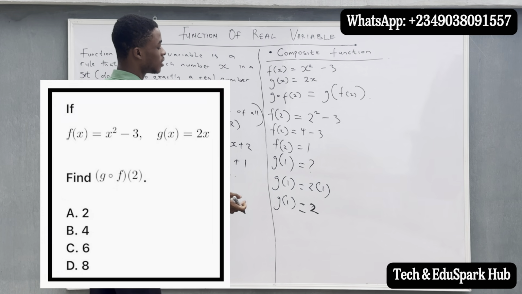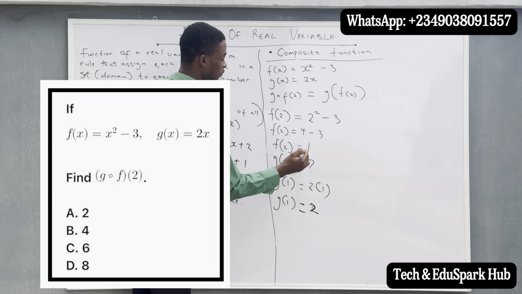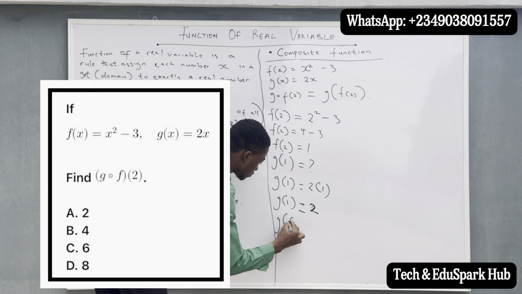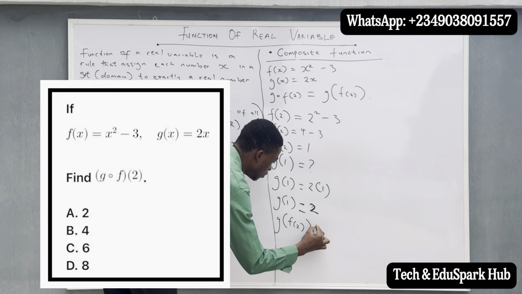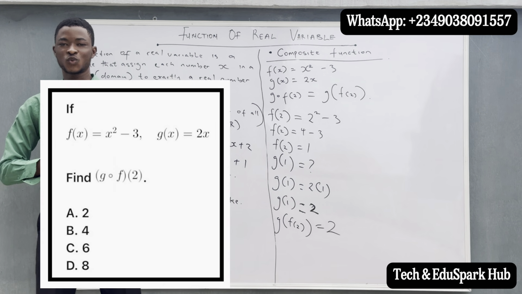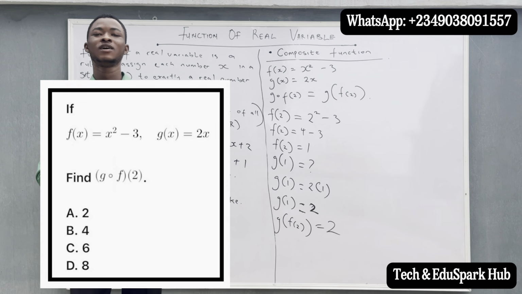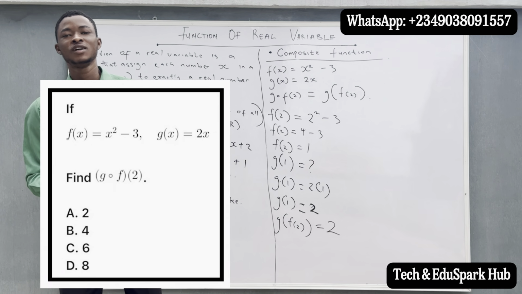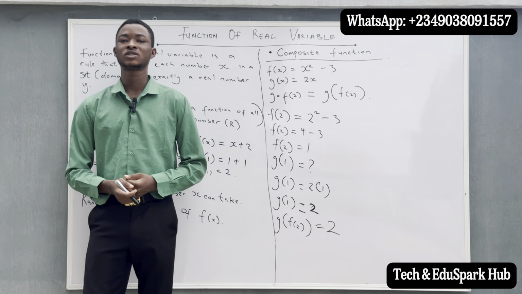So 2 is correct. So we can now take this g of 1 back to g of f of 2, because f of 2 is 1. So our g of f of 2 will be equal to 2. So this is our final answer to question of this type. And you can see from the question displayed on the screen that option A is correct. So let's look at more examples on the composite function.